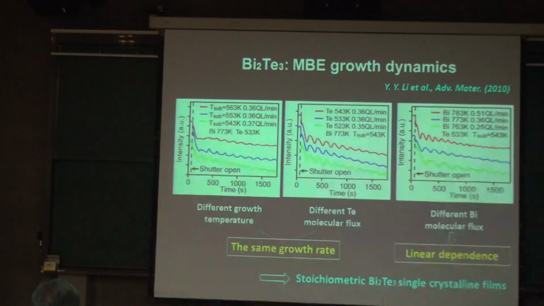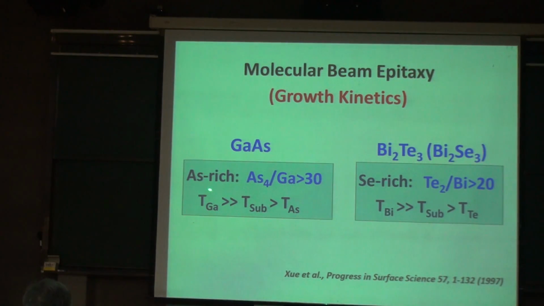So basically this is the comparison between the growth conditions for gallium arsenide and bismuth selenide. Gallium arsenide is made of arsenic and gallium. Arsenic is evaporated in the form of molecules, and gallium in the form of atoms. Bismuth selenide is made of bismuth and selenium. Selenium is evaporated in the form of molecules, but the bismuth is evaporated in the form of atoms.